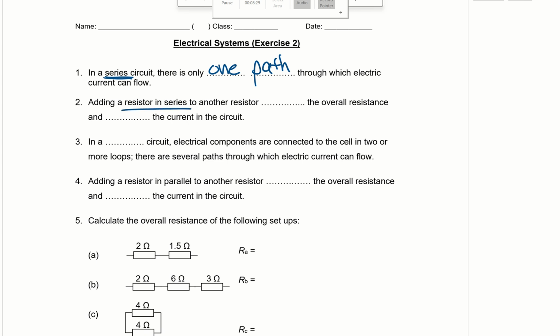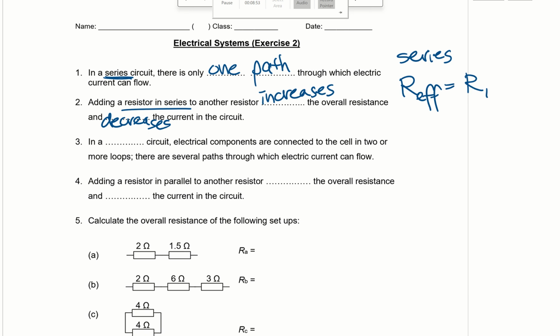Now, adding a resistor in series to another increases the overall resistance and decreases the current. What do I mean by that? What is the formula for resistance in series? The formula is R effective is R1. If let's say there is only one resistance, then it's R1. But what if we add one more in series to it? Then the formula becomes R1 plus R2. So the resistance will actually increase, right? Therefore, the current will decrease.